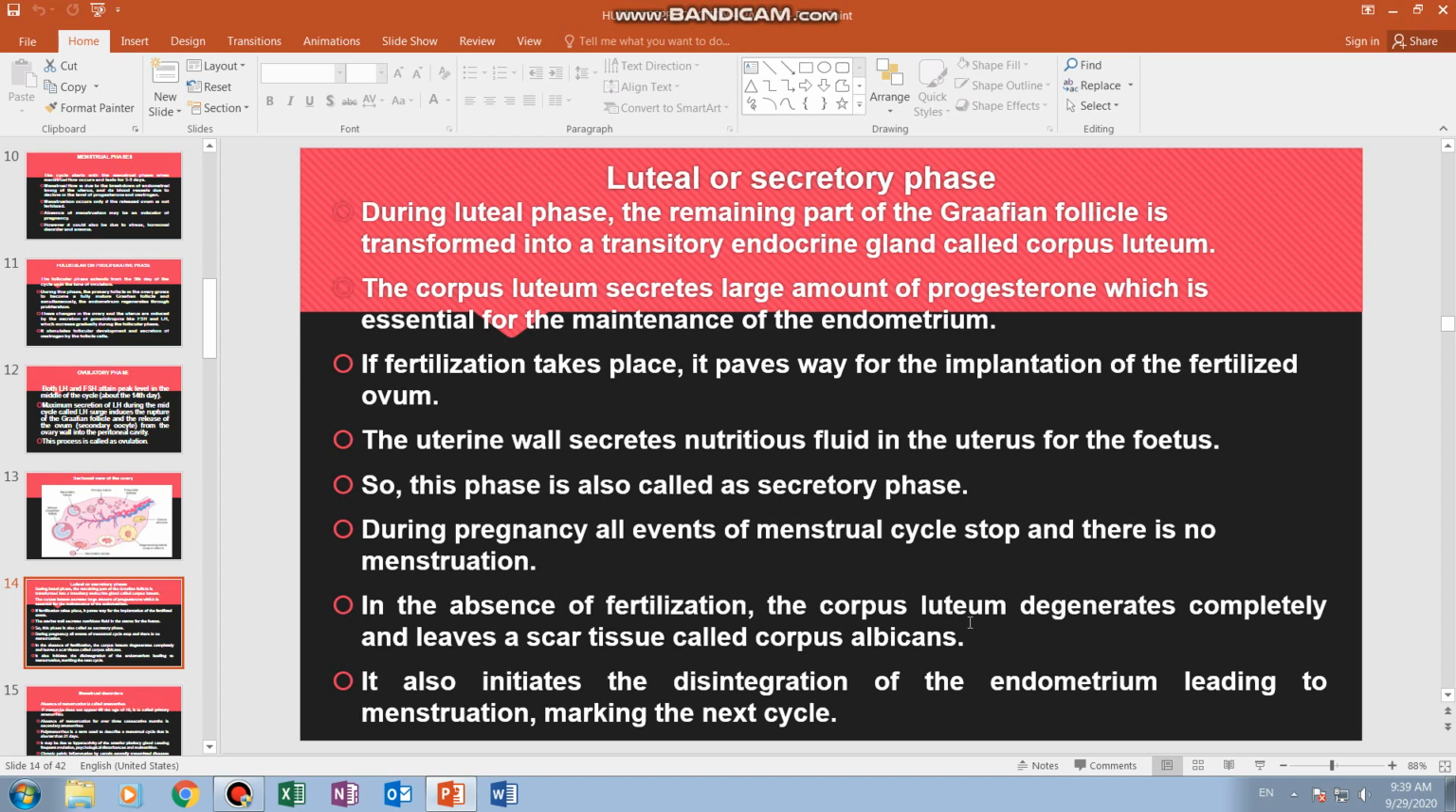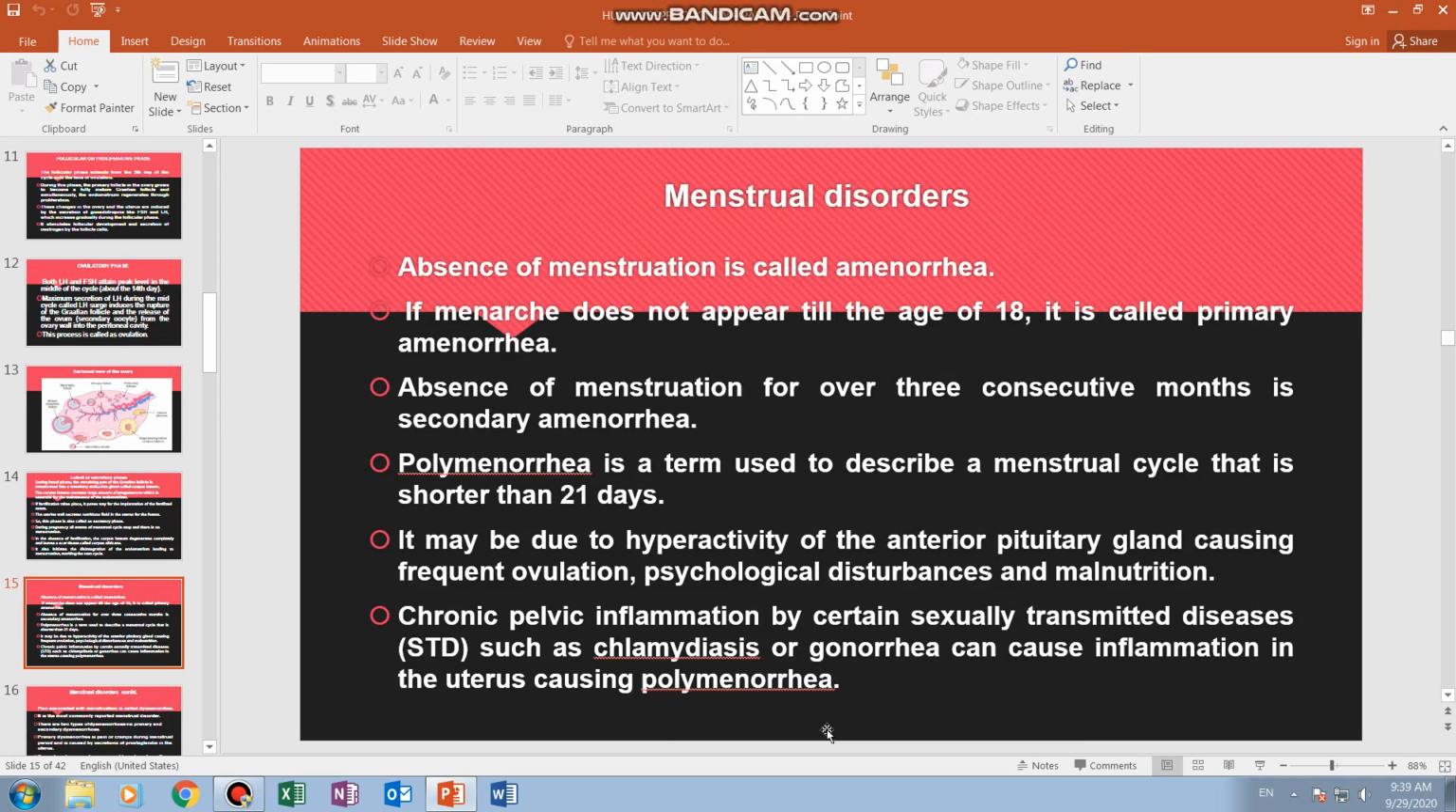In the absence of fertilization, the corpus luteum degenerates completely and leaves a scar tissue called the corpus albicans. It also initiates the disintegration of the endometrium, leading to menstruation, marking the next cycle. So the next cycle starts with menstrual flow. Okay, so we will discuss menstrual disorders in the next class.